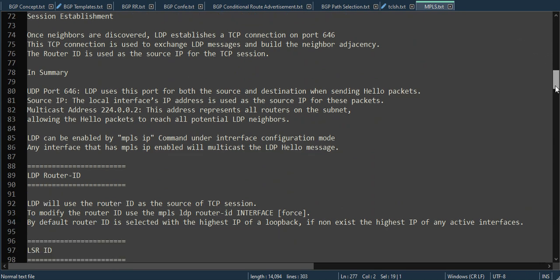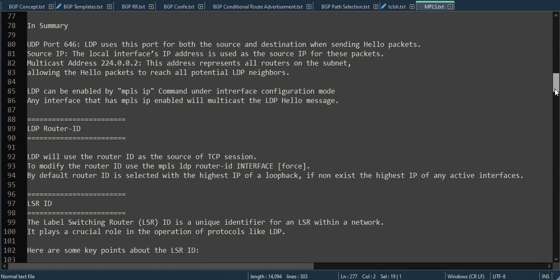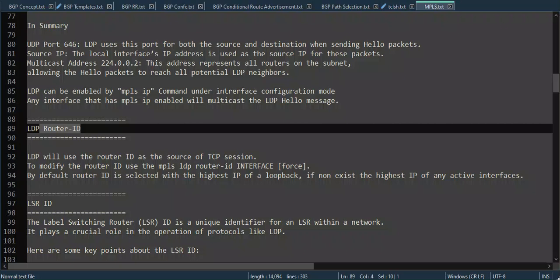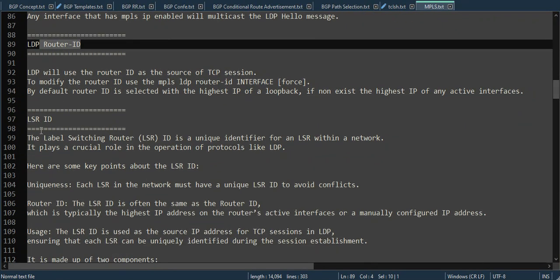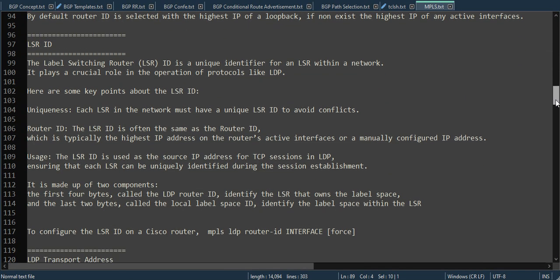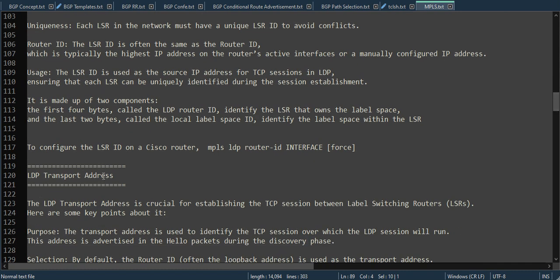Okay, let's see another MPLS concept. One is the LDP router ID, the LSI ID, and the LDP transport addresses.